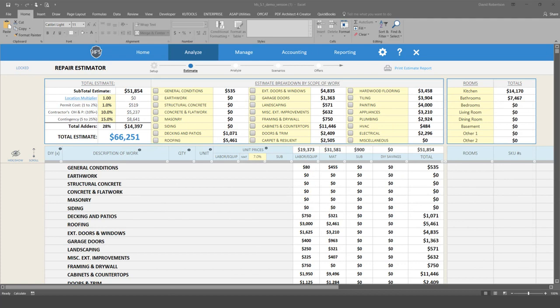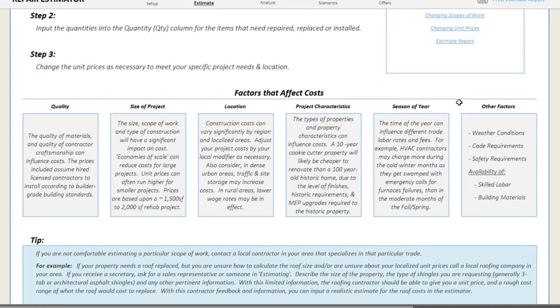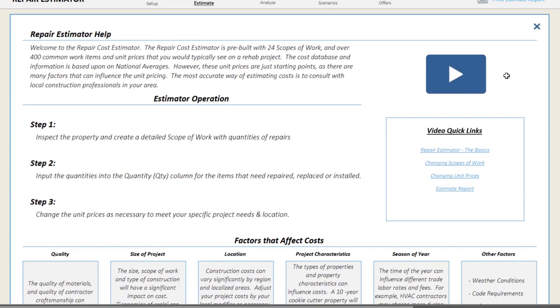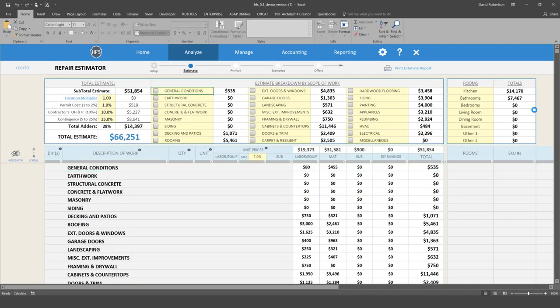With that said, there are many factors that can influence your construction costs. In fact, if you click on the little question mark icon in the upper right hand corner, you will see some helpful tips on all the different factors that you need to consider for adjusting your repair costs for your specific project. We always recommend that you thoroughly evaluate the costs included within the Repair Cost Estimator and make the necessary adjustments to fit your specific project requirements and your local market conditions. And if you don't know how, or maybe you're uncomfortable estimating repair costs, be sure to receive contractor proposals from your local market before making any final investment decisions.